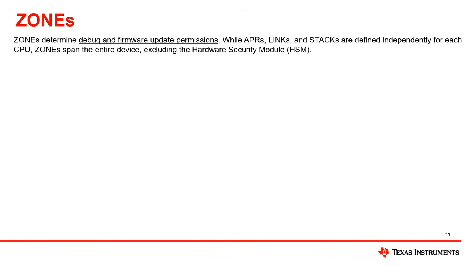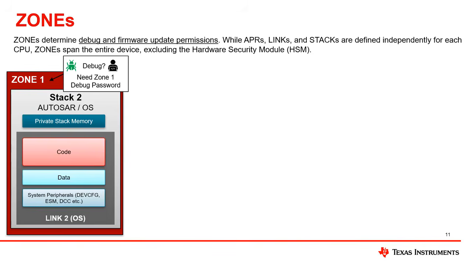At a device level, the SSU also has 4 zones. Zones are what govern debug access and firmware updates on the device. A user can set up a zone to only have certain access to specific stacks, links, and thus APRs. An example for a zone configuration could include one group at a company developing the OS and its related components. The stack, links, and APRs associated with this can be part of one zone.